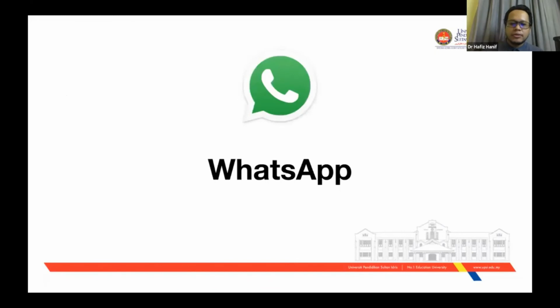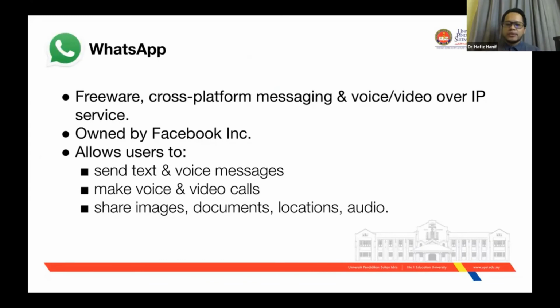Okay. All right. So first we'll explore WhatsApp, and then after that Telegram. So what is WhatsApp? WhatsApp is a freeware. It's a cross-platform messaging, voice/video over IP service. So what that means is it is a free app provided by Facebook Inc. Facebook acquired the WhatsApp company around 2005, if I'm not mistaken, or much later than that, to the tune of 19 billion. Yeah, USD, not Malaysian ringgit, 19 billion. All right.